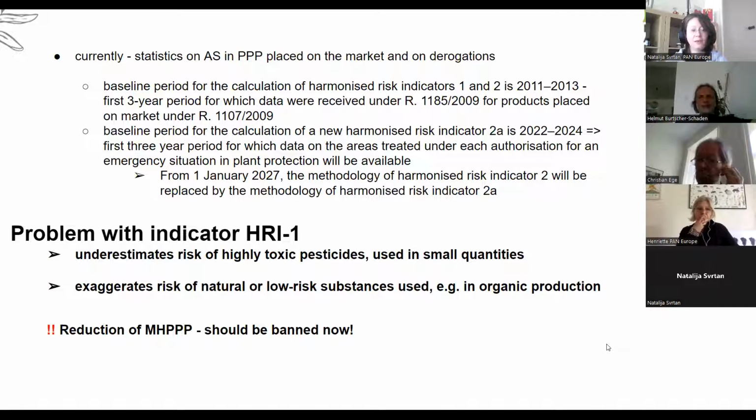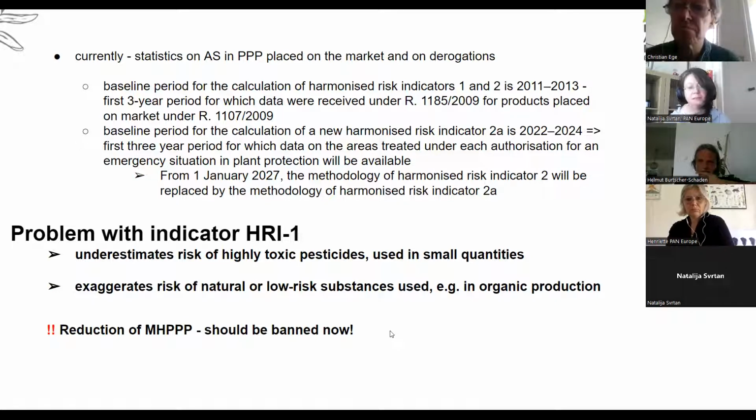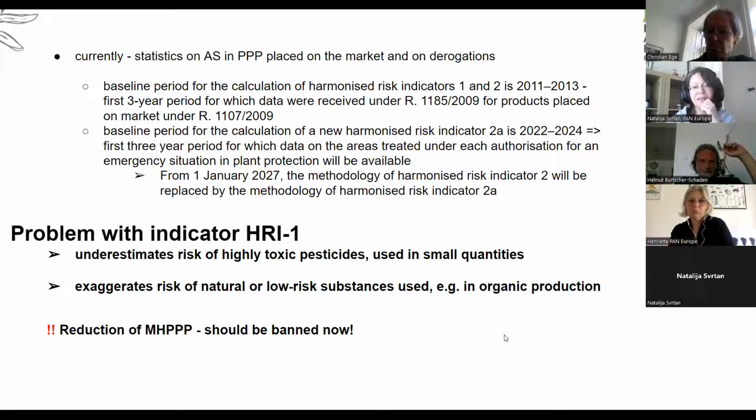So I will now give the floor to Helmut after I answer any eventual questions. And yeah, we have a real problem with Harmonized Risk Indicator 1, because it totally underestimates the risk of the most toxic pesticides. Yeah, as I already mentioned a few times, most hazardous pesticides should be banned now. We shouldn't be waiting for this progress of 50% to 2030 in this particularly toxic group of pesticides. Okay, Helmut, please.